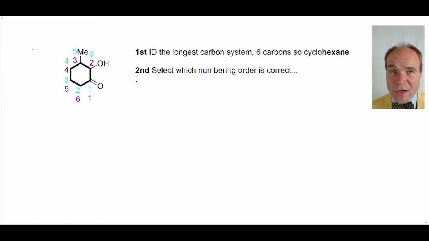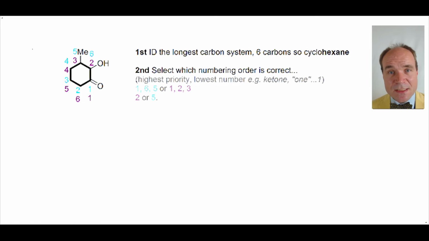The highest priority functional group must be given the lowest possible number. And in a ring, that's always going to be 1. But what's the highest priority functional group here? We've got a choice between methyl as an alkane, an alcohol, and a ketone. And the winner is, it's a ketone. So ketone is going to be at position 1.